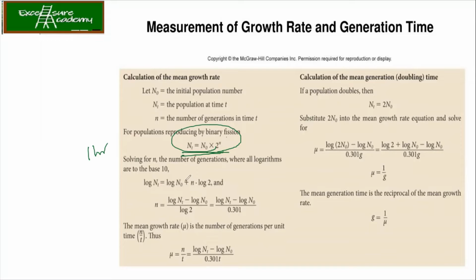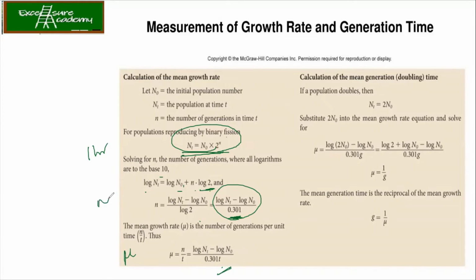Now when you solve it, applying the log, you get log NT equals log N0 plus n log 2. What is the value of log 2? 0.301, right? Now small n equals log NT minus log N0, divided by log 2. So you will get this value. Now the mean growth rate, represented by mu, is the number of generations per unit time. So mu equals n by t. This is how you will get the mean growth rate.